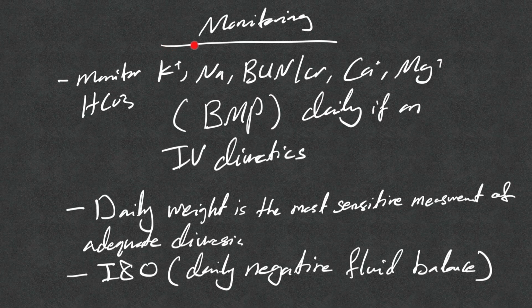Now, monitoring while on loop diuretics, we monitor potassium, sodium, BUN and creatinine, the kidney function, calcium, magnesium, and bicarb. So in patients receiving daily IV diuretics, we obtain a daily or every other day BMP. Daily weight is the most sensitive measurement of adequate diuresis, so we need to obtain that. And I tell them to use the same weight scale in the morning before the patient eats anything. And with the strict I's and O's, we target a daily negative fluid balance. When you look at the fluid balance, it should be negative every day and significantly negative.